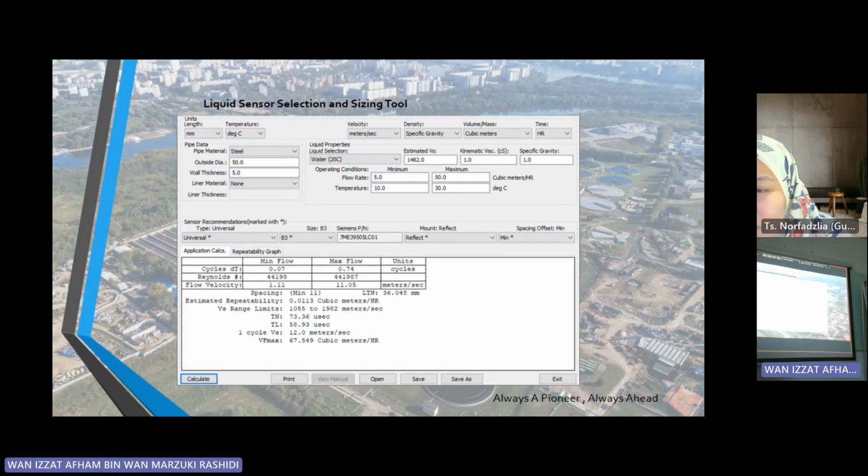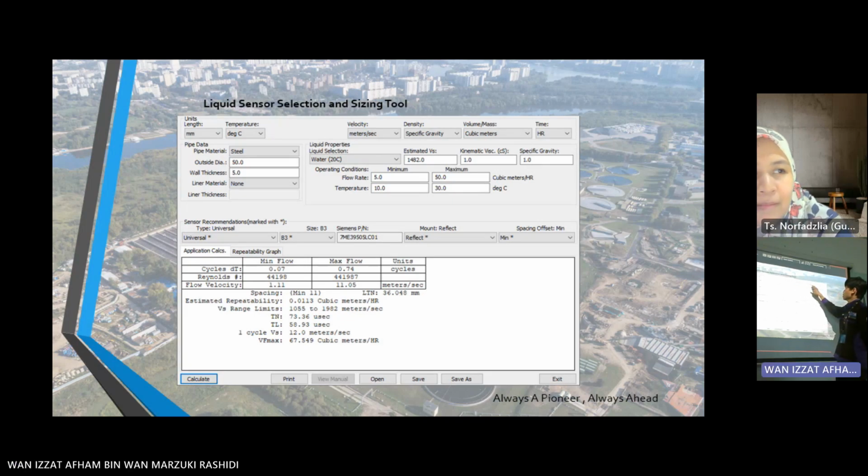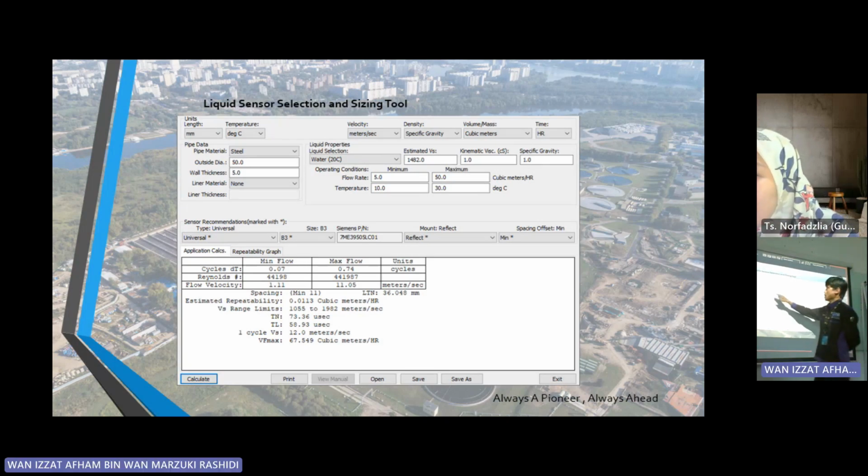The next one is the liquid sensor selection and sizing tool. Here we can use the software to calculate a specific selection for the sensor which is suitable. We just have to adjust the unit of length, which is in millimeter, temperature in degree Celsius, and then go to the velocity in meters per second, then volume slash mass in cubic meters, and the time will be in hour. And then the pipe data is also very crucial. We have to select whether the pipe is made of steel or titanium, and so on. And then we have the outside diameter, which this time we set to 50.